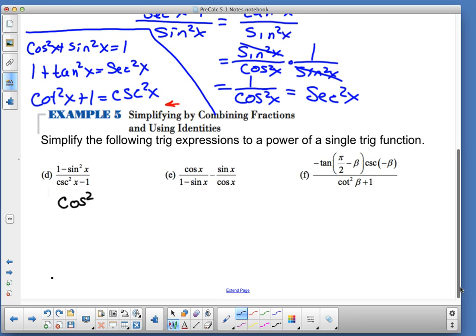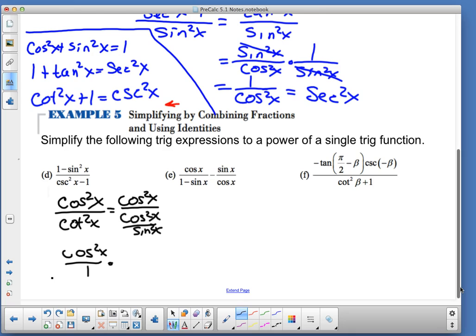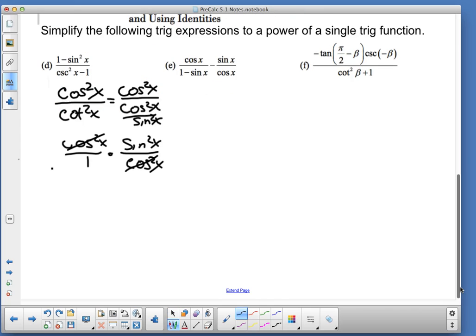I've got cosine squared x all over cotangent squared x. Now keep in mind, cotangent squared x is cosine squared x over sine squared x, so that's the inverse of tangent. So if I rewrite this down in the next line, I've got cosine squared x over 1 times sine squared x all over cosine squared x. Well, the cosine squared x's are going to become 1, and my final answer is just going to be sine squared x.